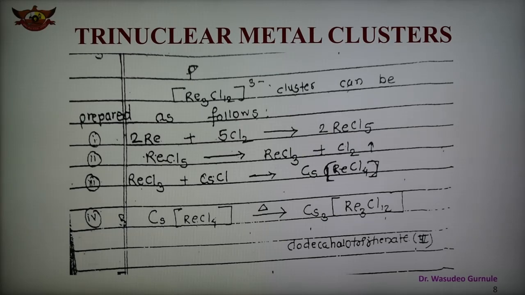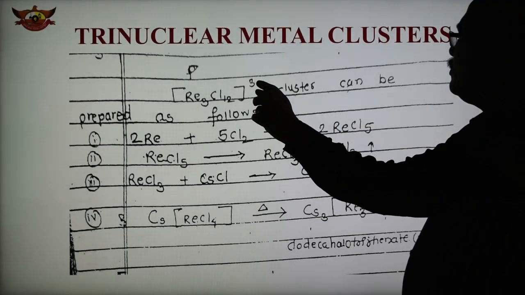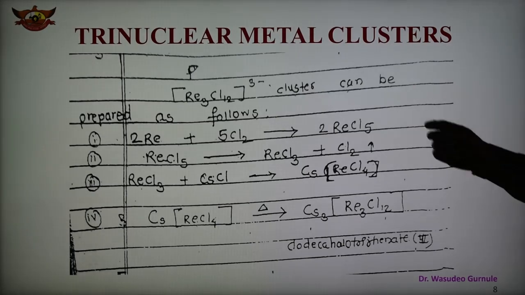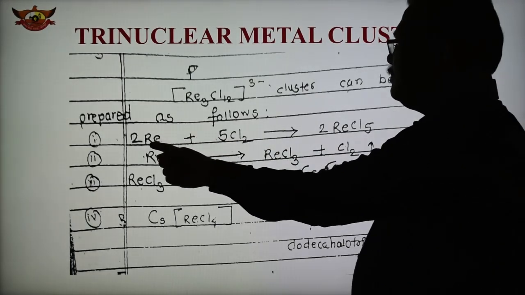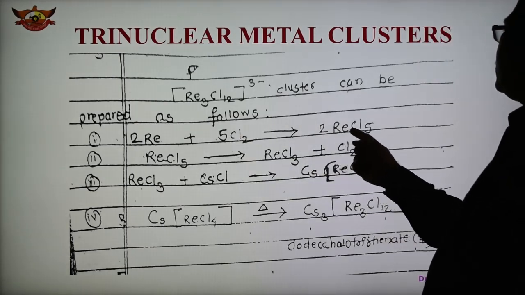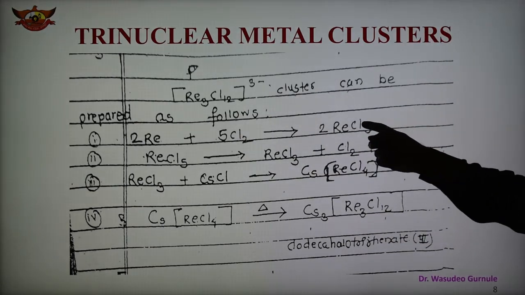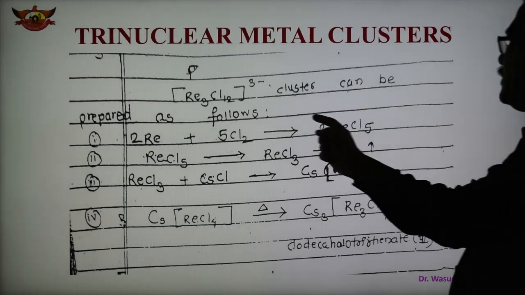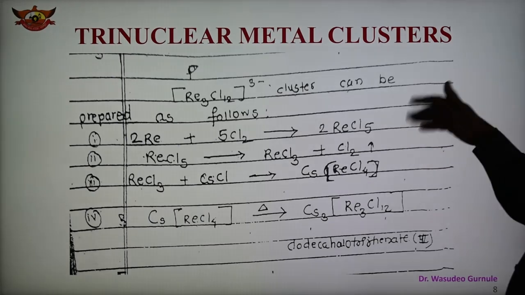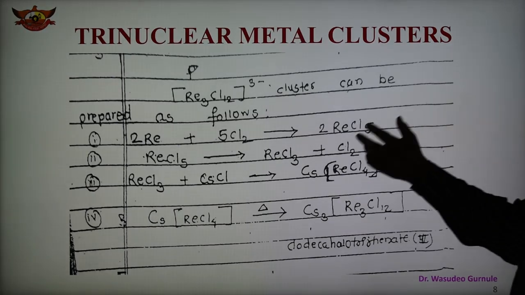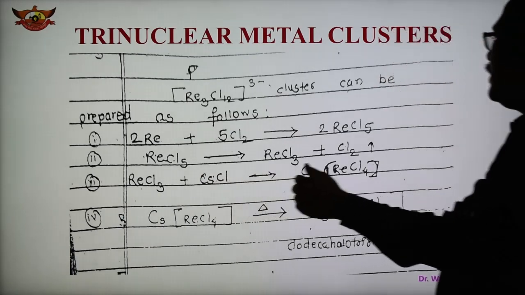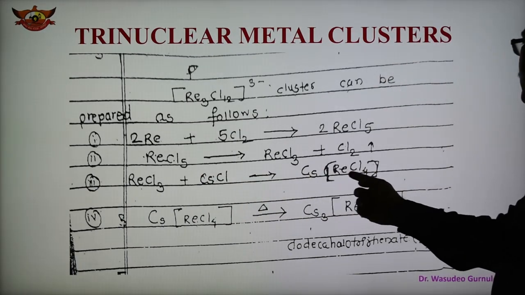Re3Cl12 3 minus is another cluster of rhenium, and it is obtained as shown here. 2 rhenium plus 5 Cl2 forms twice ReCl5. In the second step, the ReCl5 decomposes, forming ReCl3 and Cl2 gets evolved. In the third step, ReCl3 reacts with cesium chloride and forms cesium ReCl4.